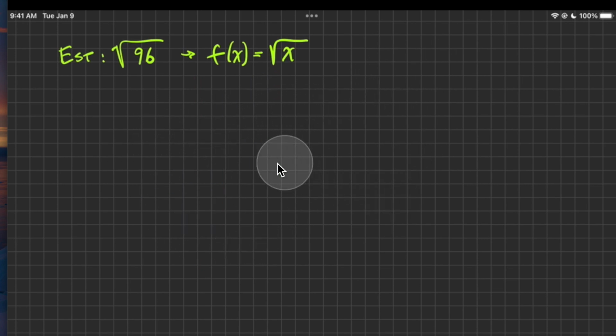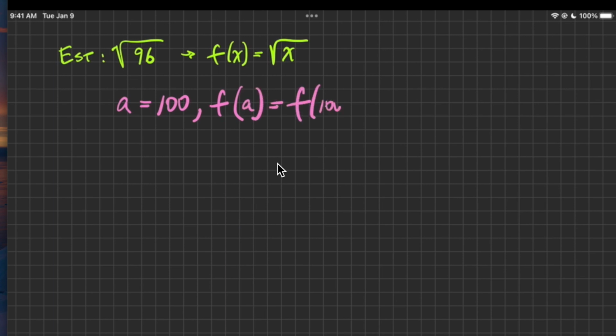First thing we're going to do is pick an easy a value. All right, we already alluded to it. We're going to choose a equals 100. f of a is going to be f of 100, which is the square root of 100, which is 10. So our point is going to be 100 comma 10.